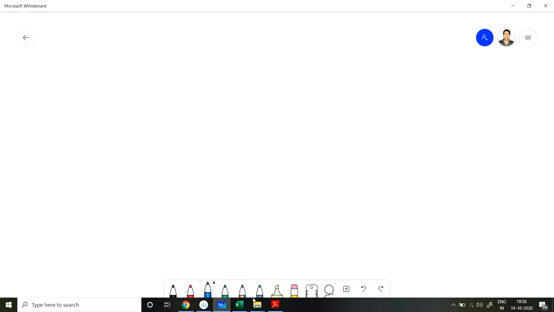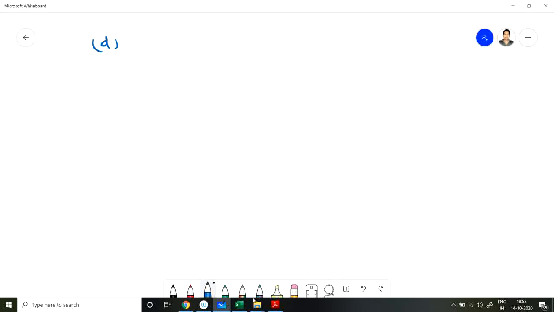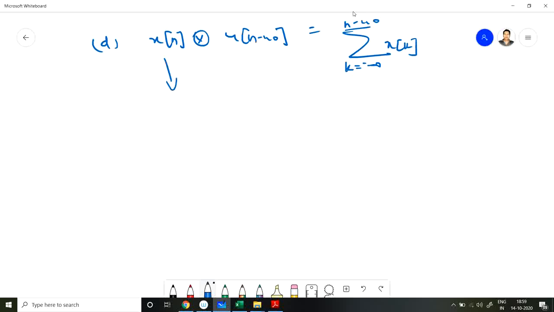Next property, we have to prove that. So what is the next property? The next property is that x[n] convolution with u[n − n0] is equal to the summation from k equals minus infinity to n − n0 of x[k]. Now let us prove this property.